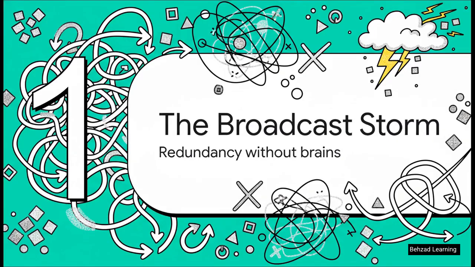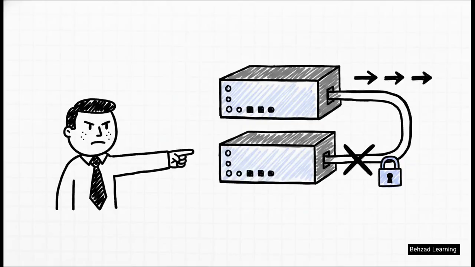All right, moving into part 1, the broadcast storm. Redundancy without intelligence. Let's see why this raw redundancy is actually a recipe for disaster. So in the real-world job market, your boss is going to demand network redundancy. For sure. If a switch dies or someone accidentally cuts a cable, the business absolutely has to keep running.